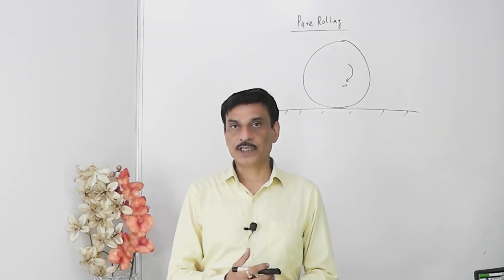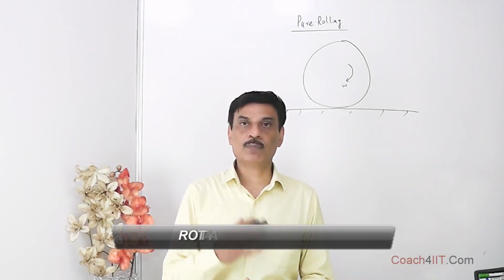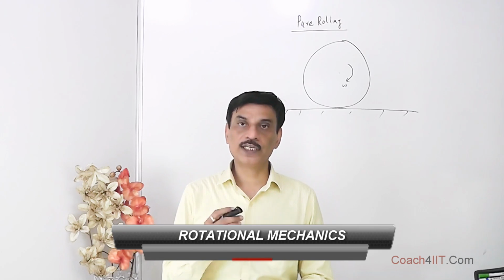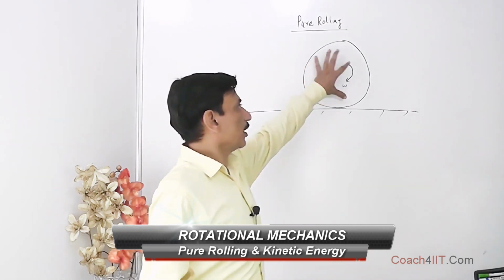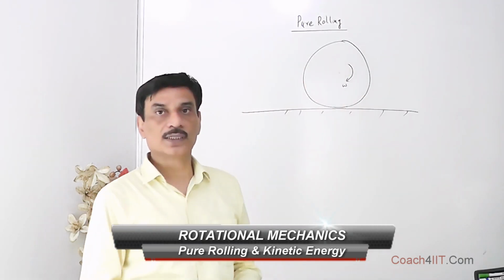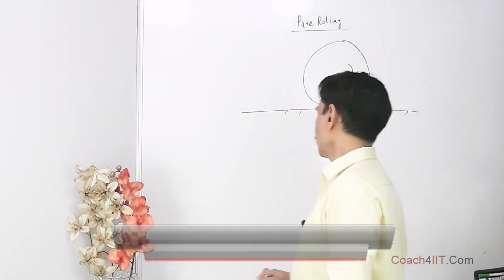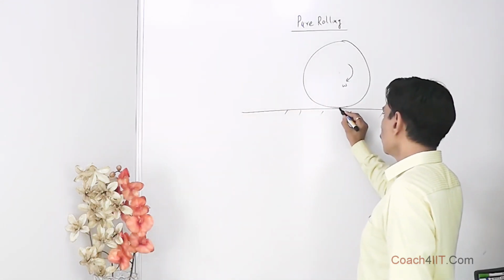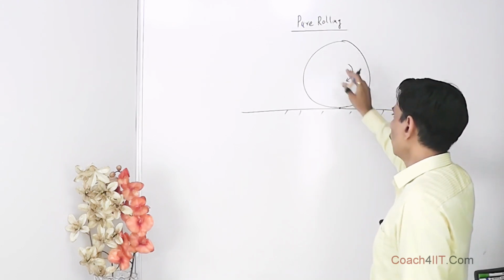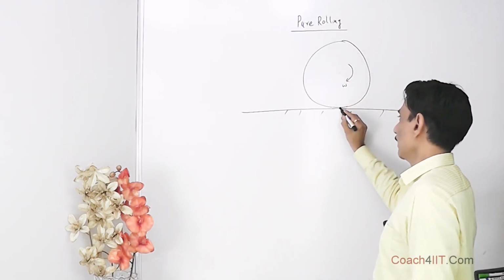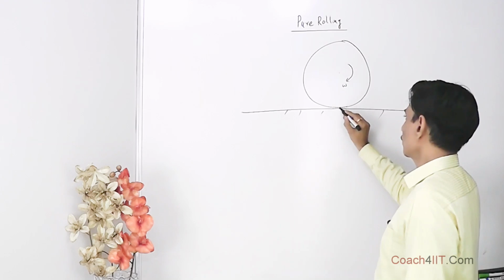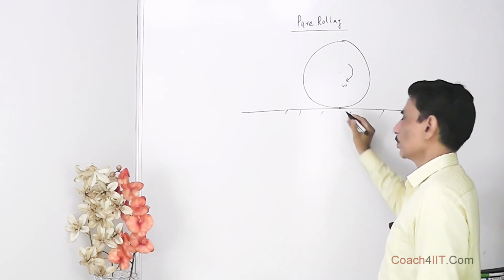Pure rolling means the body is rolling without any slippage. If this body is rolling over this surface, then the point of contact, that is this point which is equally shared between this rolling body and this surface, is stationary. There is no slippage between these two surfaces.